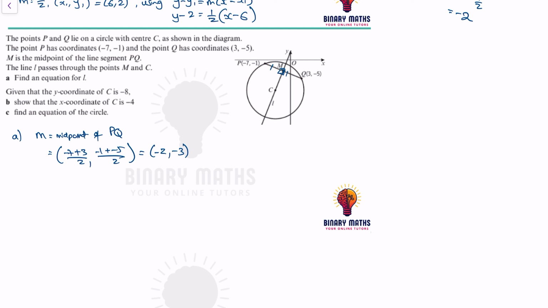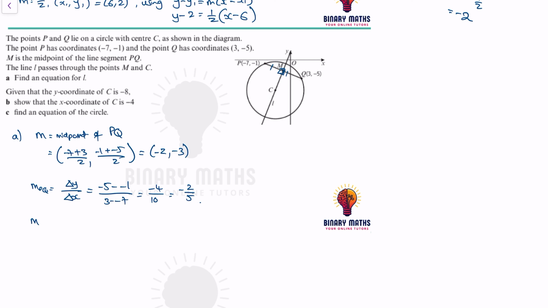Next thing I need to do is work out the gradient of L. Now I know that gradient L is perpendicular to PQ, so I can work out the gradient of PQ first. So gradient of PQ is equal to change in y over change in x, which is equal to -5 take away -1 over 3 take away -7. So I end up with -4 over 10, which is -2 over 5. So I now know the gradient between P and Q.